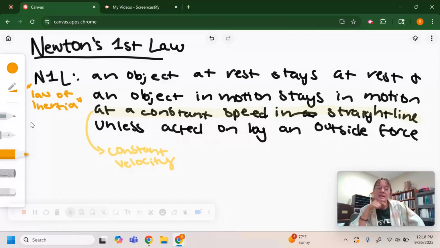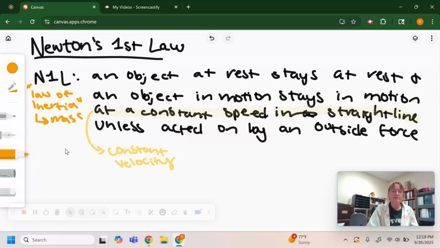That means it's the tendency of an object to stay at rest if it's at rest, or the tendency of an object to stay in motion if it's in motion. The tendency of an object to keep doing what it's doing. That's what inertia is. Now, not all objects have the same amount of inertia. We can measure an object's inertia based off of the mass of that object. The more mass an object has, the more inertia an object has.